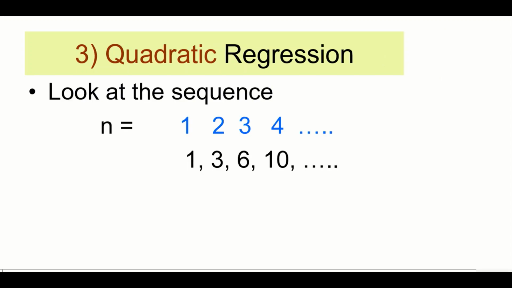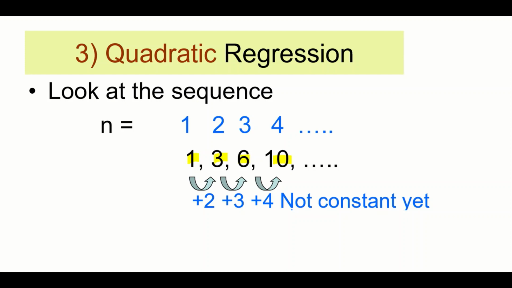If my term 1 to term 4 are the numbers 1, 3, 6, and 10, what will be the pattern in this number sequence? The hint is to calculate the difference between the first term and the second term, and so forth. If I calculate the first layer of difference, it will be plus 2, plus 3, and plus 4. But it will not be a constant yet.